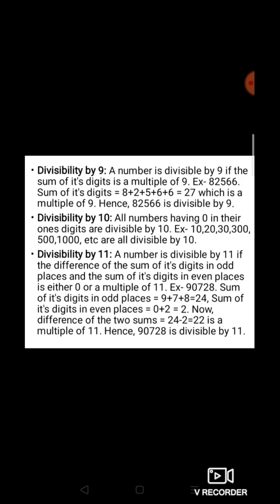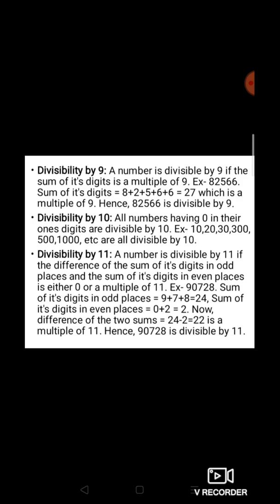Now we will move on to the next one, divisibility by 10. In case of divisibility by 10, we only have to look into the ones place digit of the number. If the ones place digit of the number is 0, only then it is divisible by 10. So examples are 10, 20, 30. You can also take 300, 500, 1000, 5000, 1 lakh, 10 lakh, whatever it is. Only looking at the ones place digit, if it is 0, then it is divisible by 10.